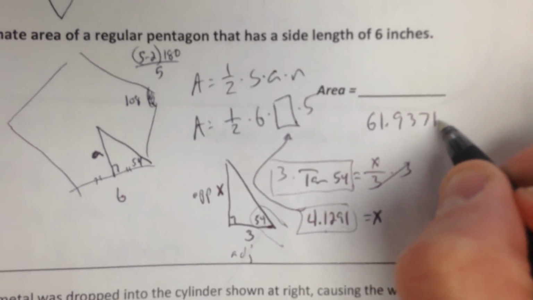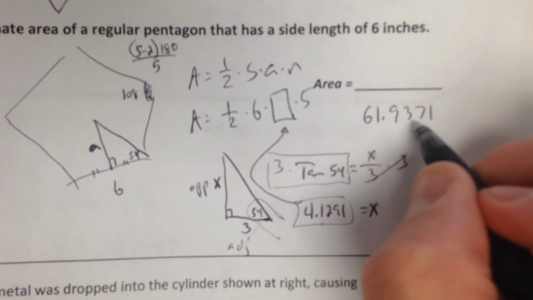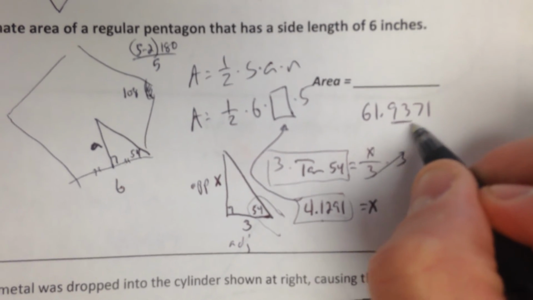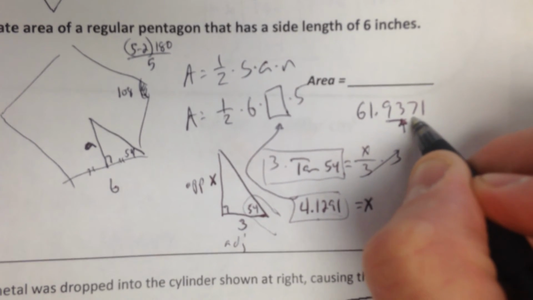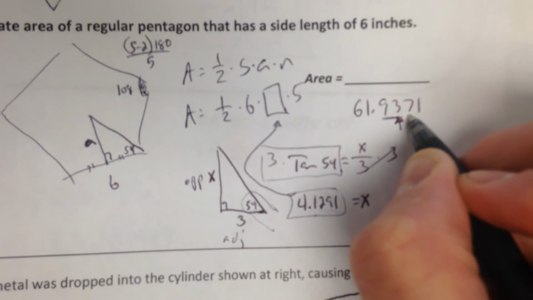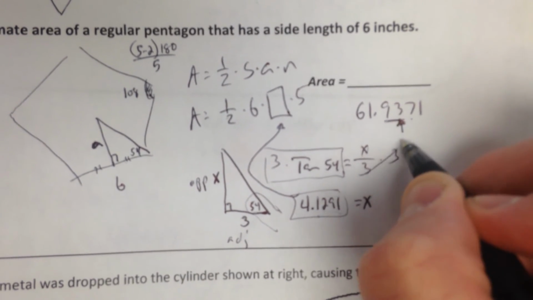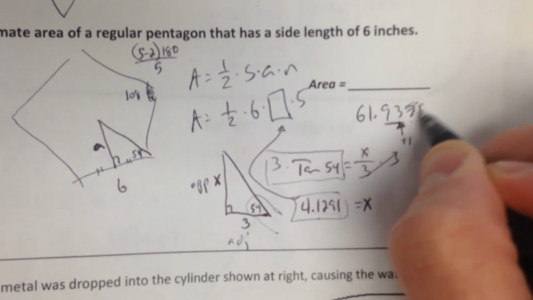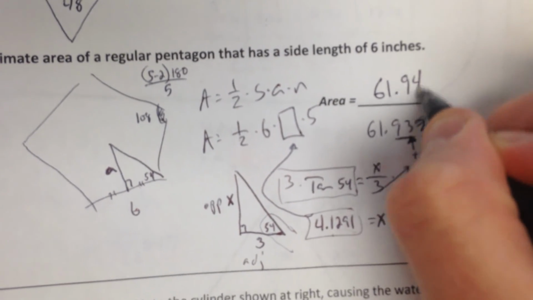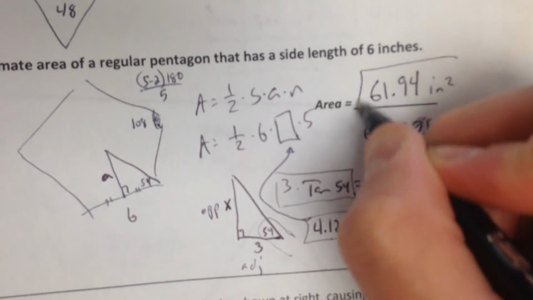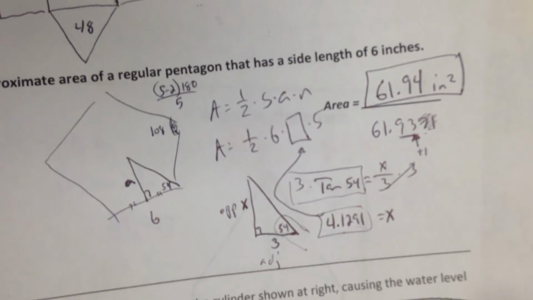inches squared, and the instructions, as you'll recall, say that we need to round to the nearest hundredths place. So if we're going to round to the nearest hundredths place, we look one space to the right, in the thousandths place. This number is indeed 5 or higher, so we're going to add 1 to the 3 hundredths, and that would give us 61.94 inches squared, which is accurately rounded to the nearest hundredths place.